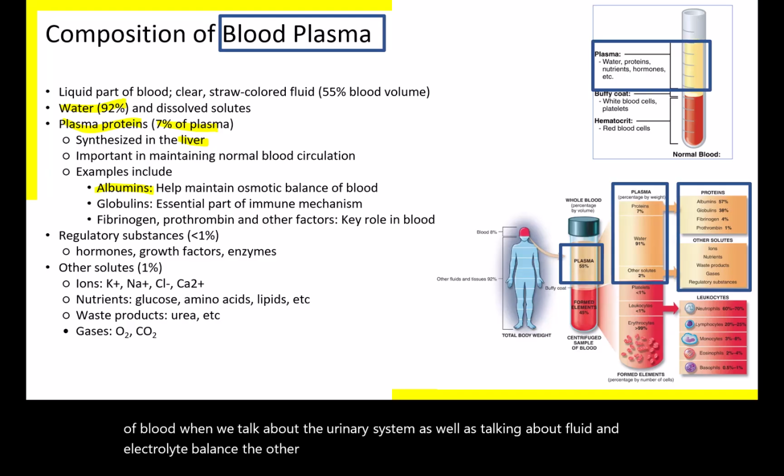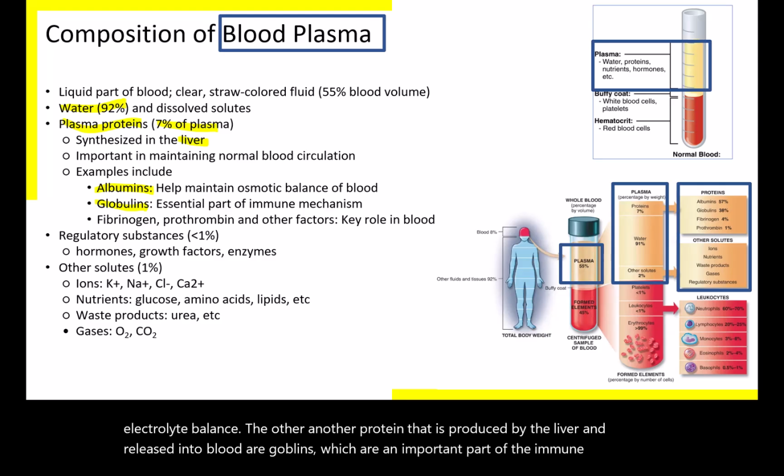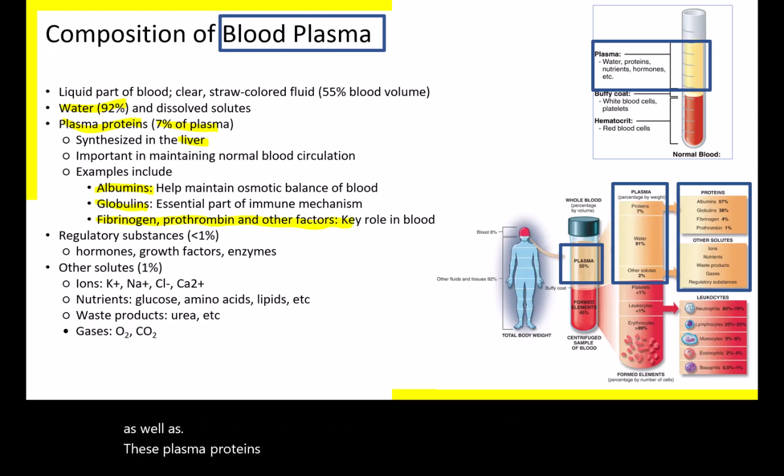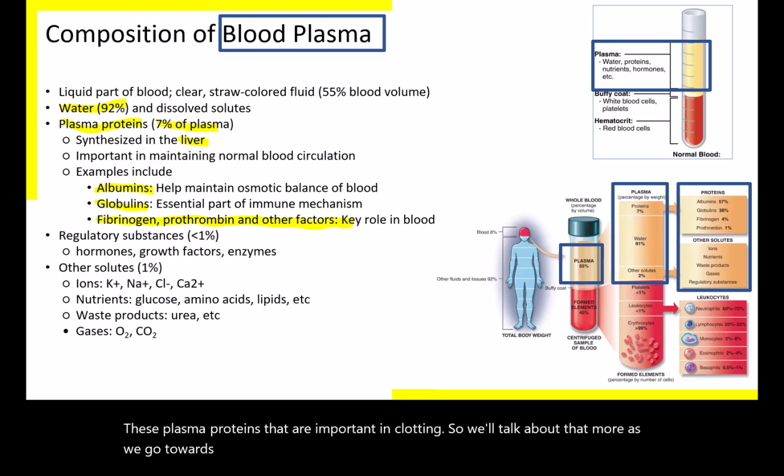Another protein that is produced by the liver and released into blood are globulins, which are an important part of the immune mechanism, as well as these plasma proteins that are important in clotting. So we'll talk about that more as we go towards the end of this lecture.